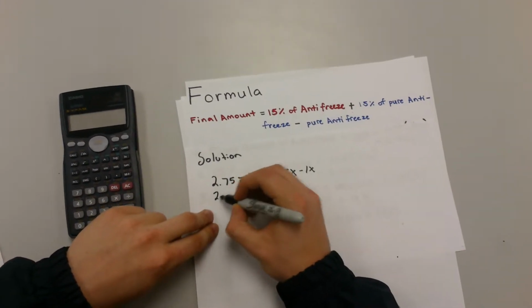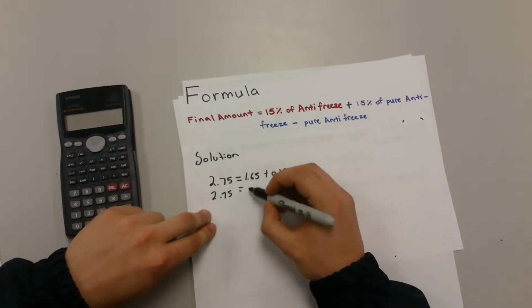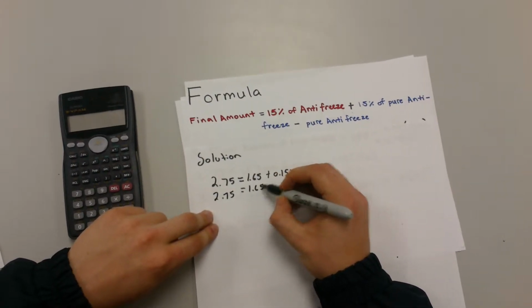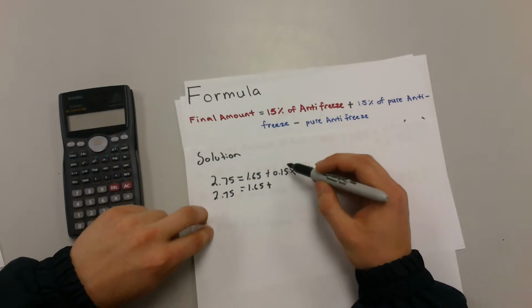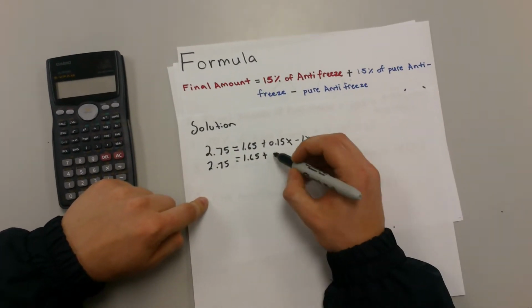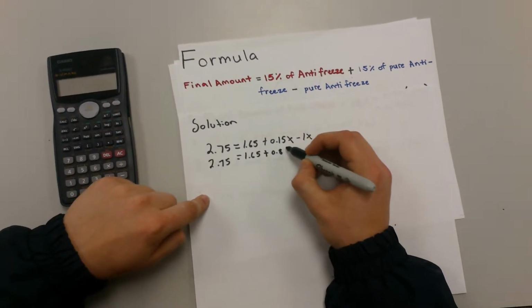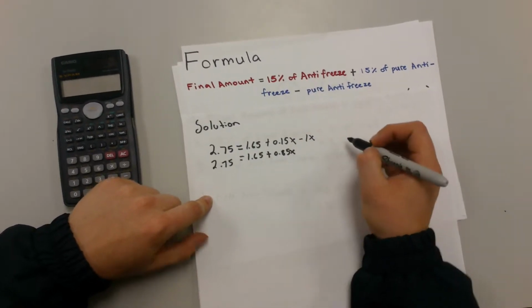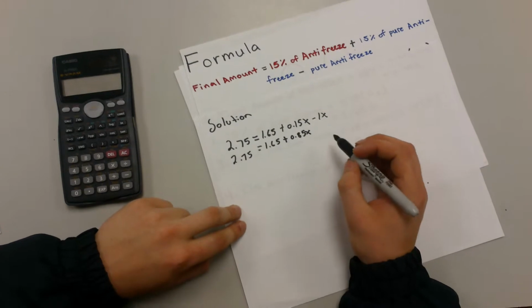Then you do 2.75 equals 1.65 plus 0.15x minus 1x, which equals 0.85x.